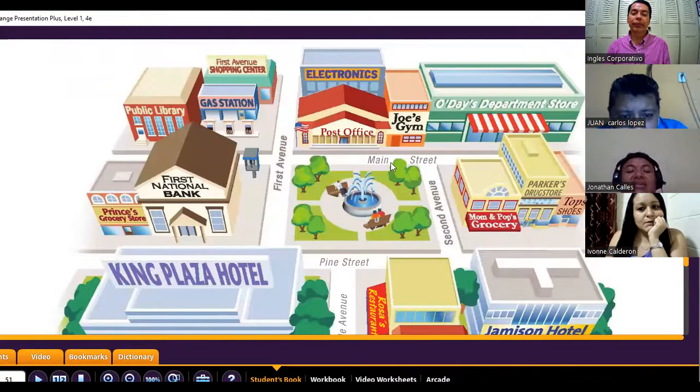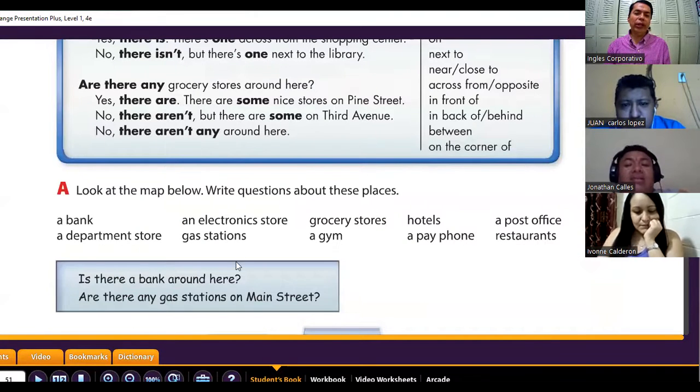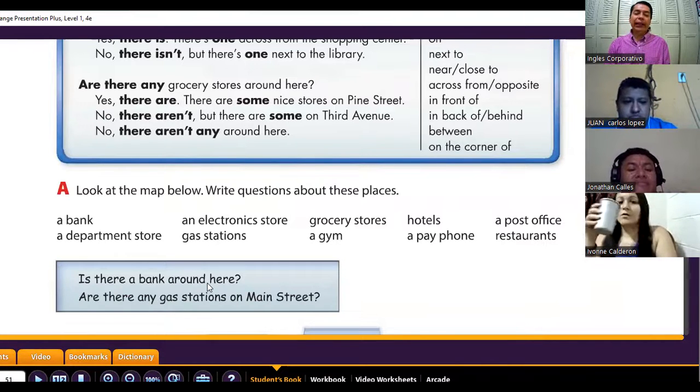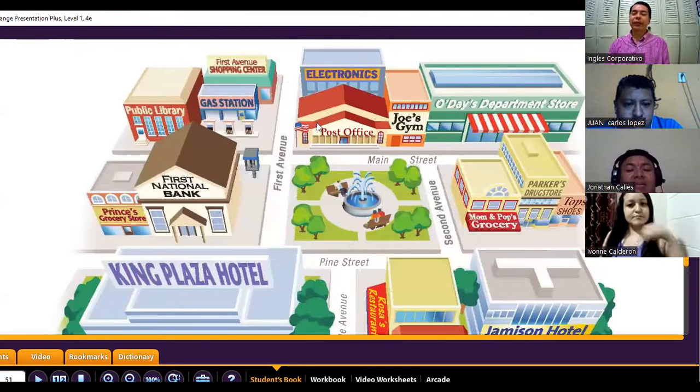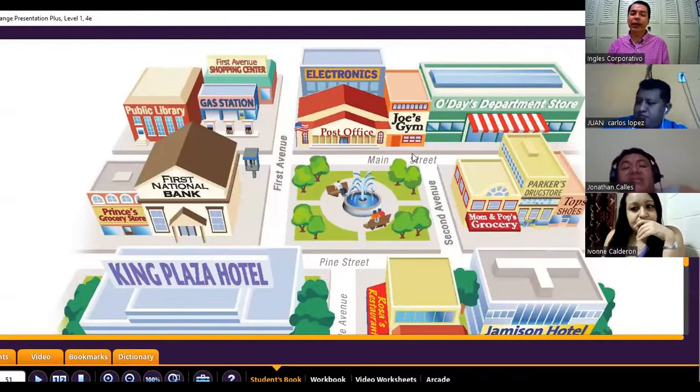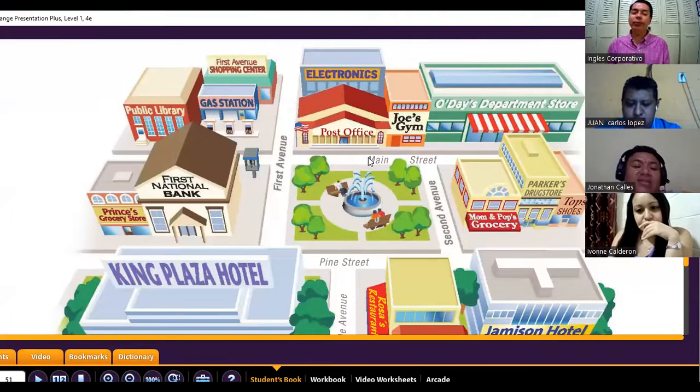Teacher, una consulta. En la pregunta no hacía falta la preposición. Yes, you can say, is there a bank around here? Or is there a bank here? Or is there a bank in the city? Etc., etc., right? Okay, is there a gym around here? Now, Jonathan. Yes, there is. Repeat, yes, please. Yes, there is. Ahora diga. There is one. There is one. Main Street. On Main Street. Right. Okay. Very good. Melba, any question?